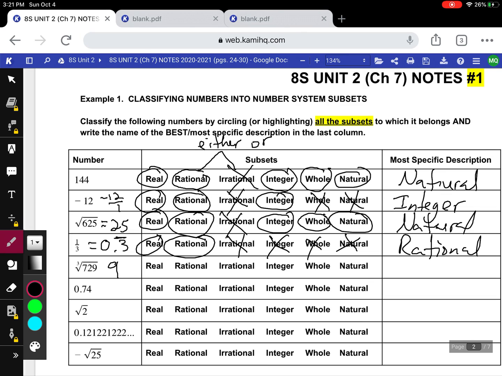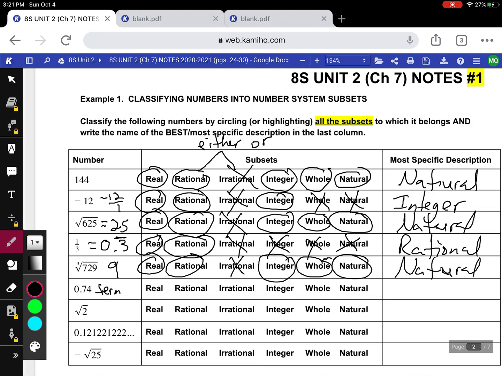Let's see, the cube root of 729, perfect cube. We got a 9 there, so we're always real. That one's going to be rational. Let's think, are we an integer? Negative infinity to infinity, yes. Are we whole, 0 on up? Yep. Are we natural, 1 on up? We are. And my most specific is natural, okay?